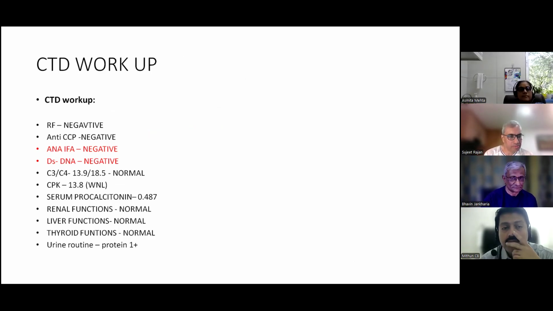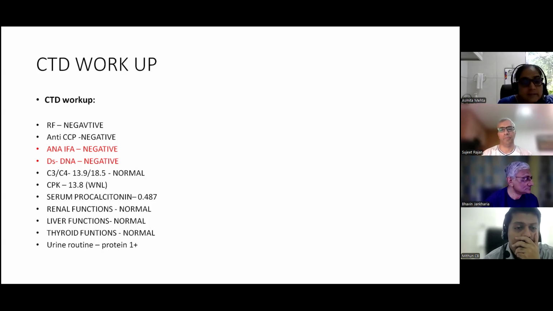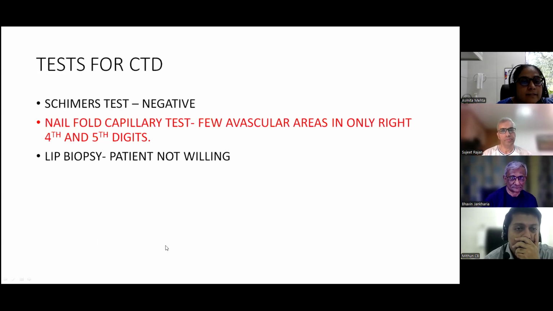Yes, ma'am. On further investigation, we did a CTD workup, out of which RF factor was negative, anti-CCP was negative, C3 C4 was within normal limits, ANA was negative, and dsDNA was negative too. CPK values and serum procalcitonin were all within normal limits, and renal function tests, liver function tests and thyroid functions were all within normal, with urine showing protein 1 plus.